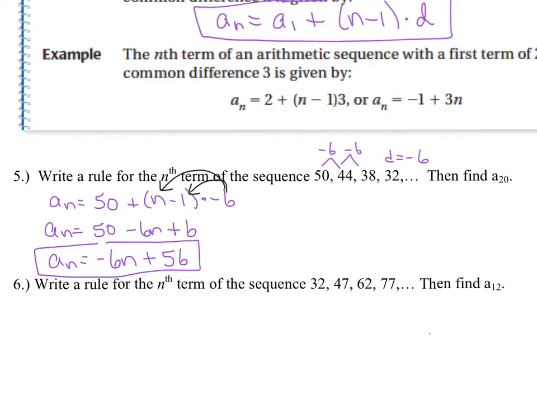And then the second part of this question says to find a sub 20. So that means your n value is equal to 20. So I'm going to plug 20 into my equation we just found, where we found a sub n in general. So you'll have negative 6 times 20 plus 56, which turns out to be the 20th term is negative 64.